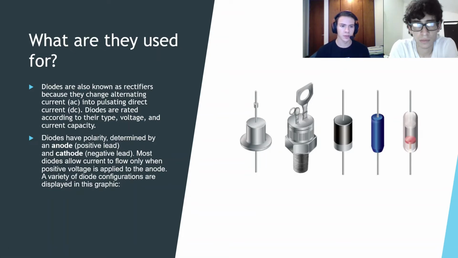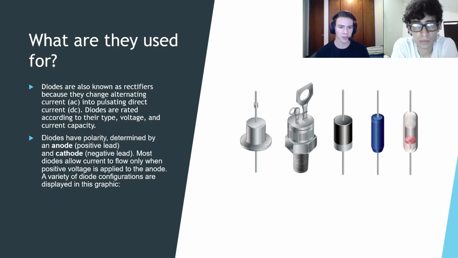What are they used for? Diodes are also known as rectifiers because they change alternating current, AC, into pulsating direct current, DC. Diodes are rated according to their type, voltage, and current capacity.